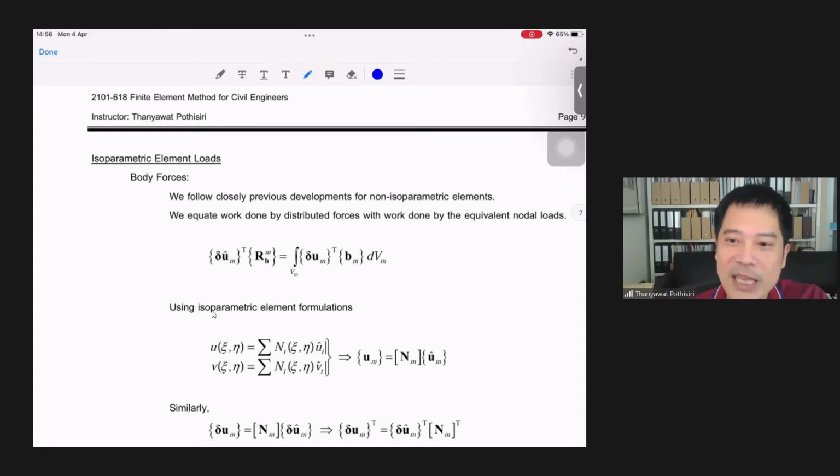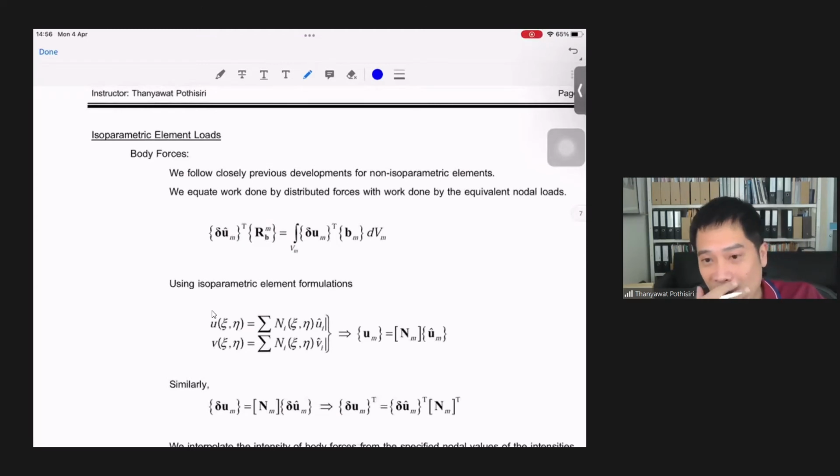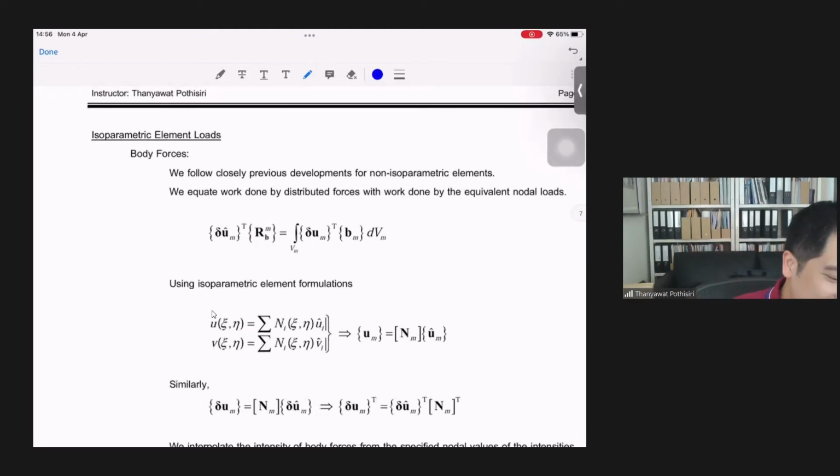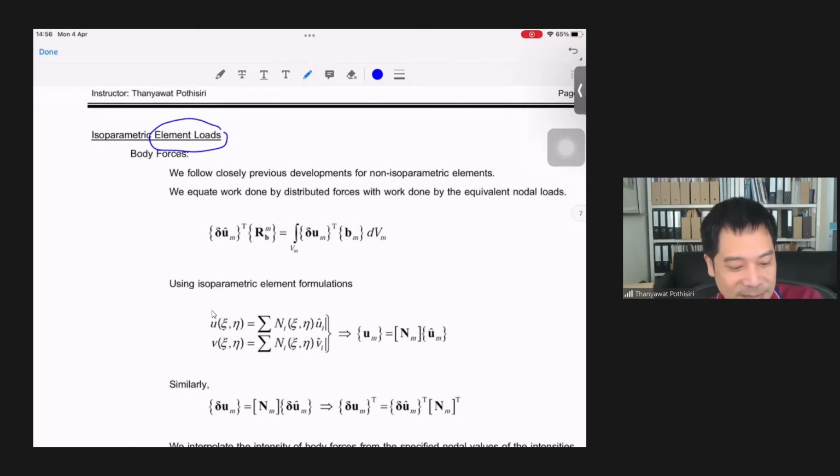Now we're going to be looking at a specific quantity of interest, which is the element loads. Again, we have performed computation for equivalent element loads before. If you can still recall, we use the concept of work equivalent element loads. So what did we do in computing the element loads? We start with the virtual work equation, right?